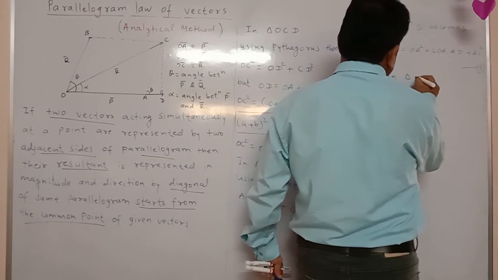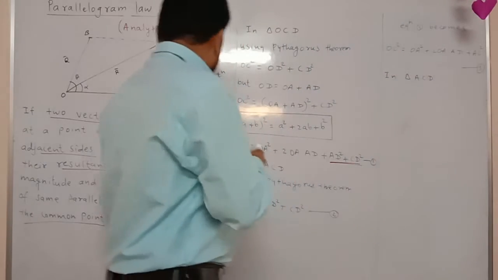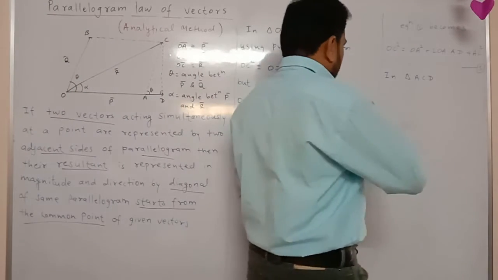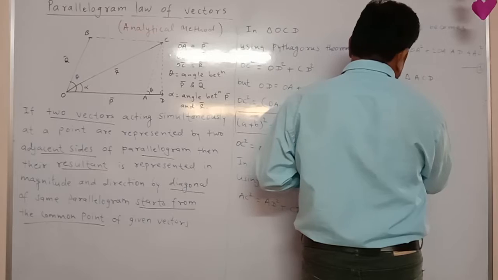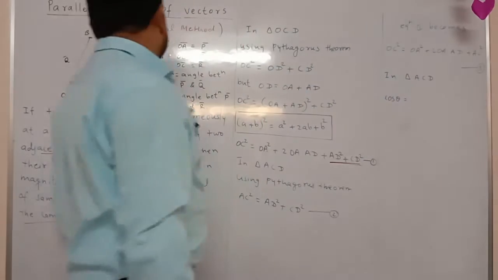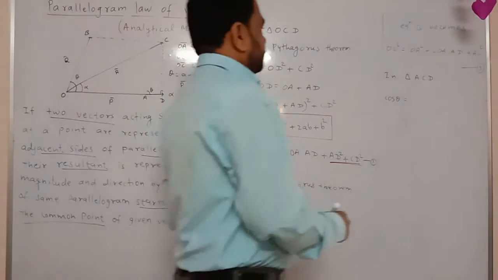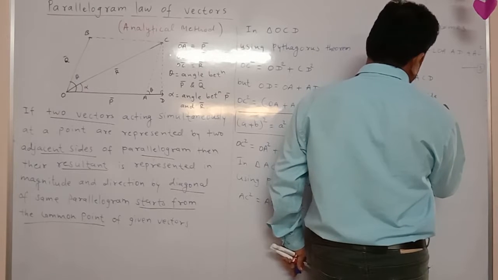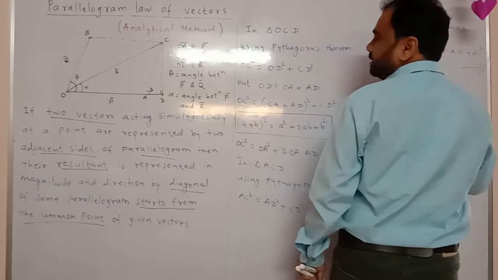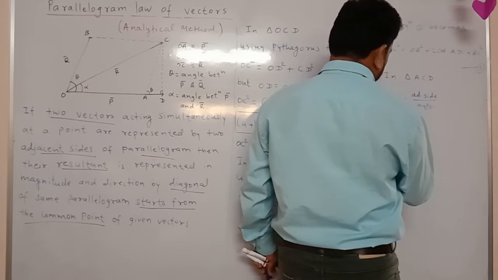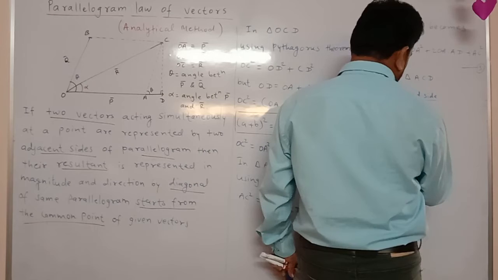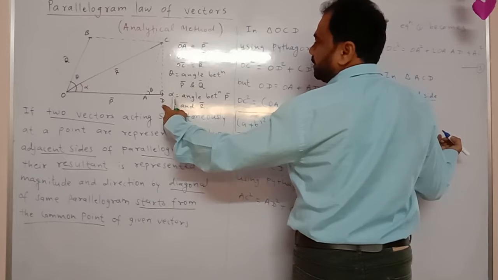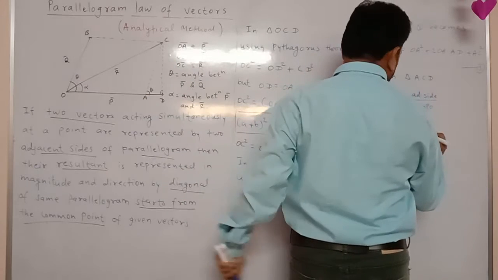in triangle ACD, the angle of inclination is theta. So what is the value of cos theta in this case? Cos theta means adjacent side upon hypotenuse. What is the adjacent side? That is AD. And what about the hypotenuse? Hypotenuse is AC.